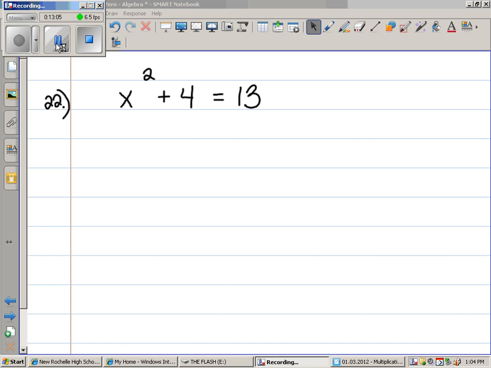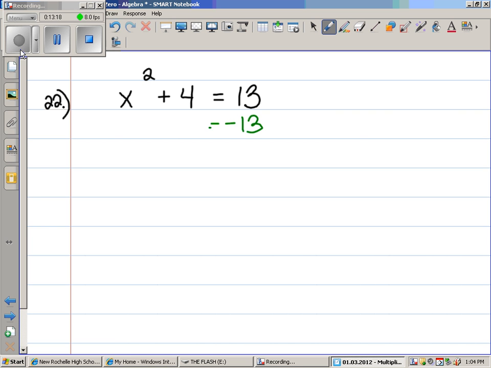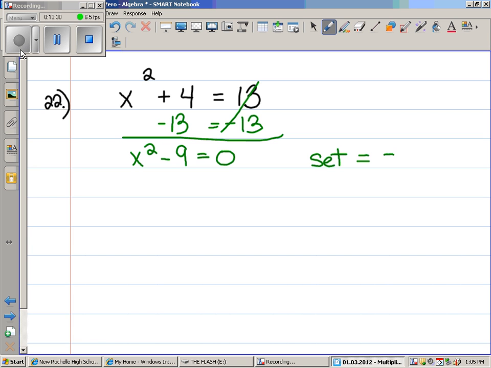Okay. Sorry. We got another problem. It looks a little different than what we initially started. We're going to force it to be equal to what? 0. Step 1 is to set it equal to 0. So we're going to subtract 13 from both sides. Okay? So that's x squared minus 9 equals 0.